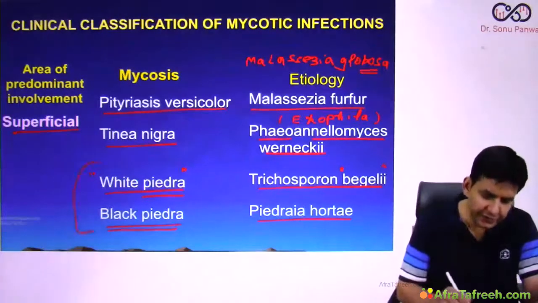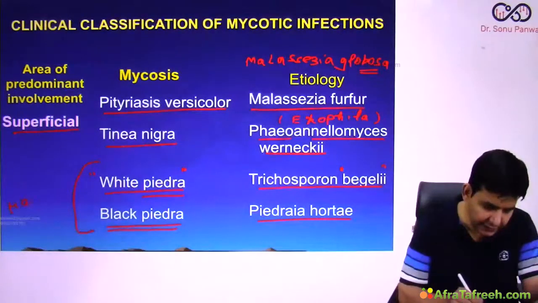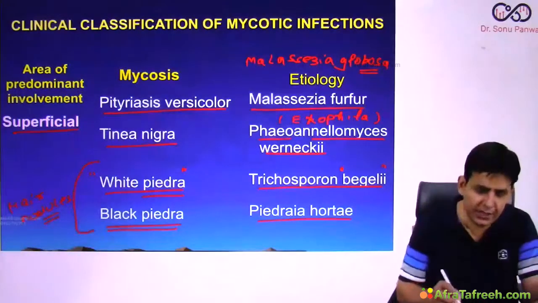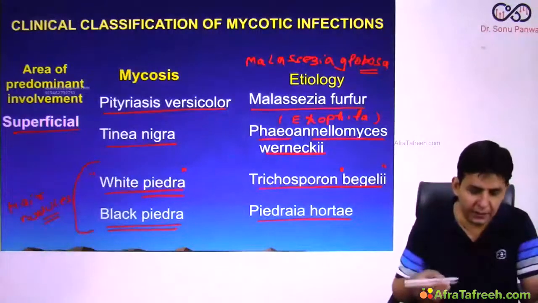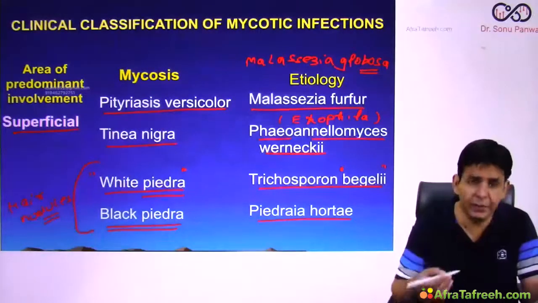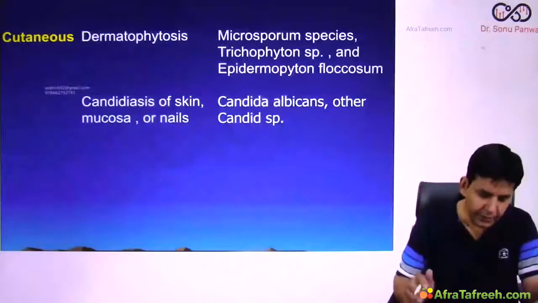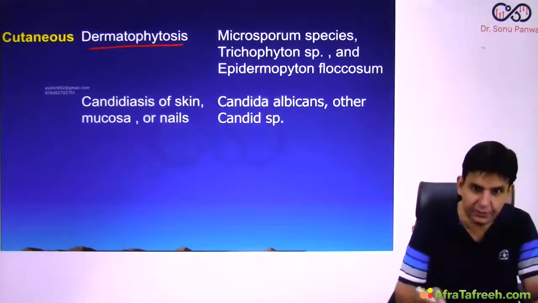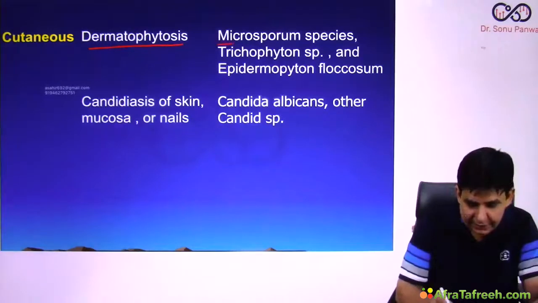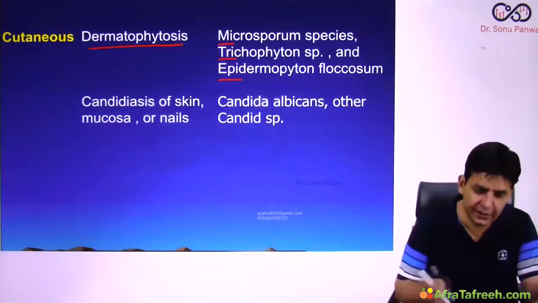Piedra is an infection of the hairs, where nodules are formed. So this is an infection of the hair nodules. Tinea nigra happens over the palms and soles. And Pityriasis versicolor, you know, forms macules with hyperpigmented or hypopigmented scaling over the trunk. In the superficial ones you also have dermatophytosis, which is of three types: Microsporum, Trichophyton, and Epidermophyton floccosum species.